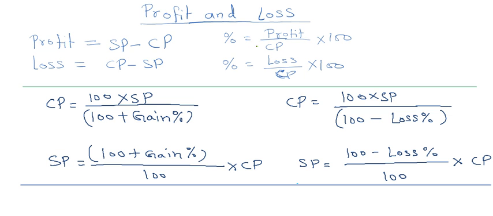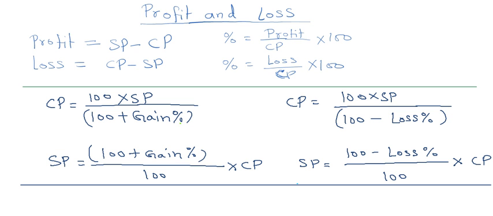To find the profit percentage, you have to use this formula, that is profit divided by CP into 100, which will give you the percentage profit. Similarly, to find out loss, you have to subtract the selling price from cost price. In case of loss, cost price will be more than selling price. Similarly, to find loss percentage, you have to use this formula, that is loss divided by CP into 100.